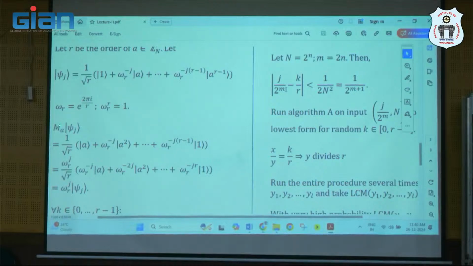So when we multiply by MA, what are we getting? 1 over square root r, A, all of this stuff. Now you can note one thing: we will take omega r to the j out everywhere as a common factor. Then 1 becomes omega r to the minus j, which is 1 over omega r to the j. This becomes minus j, then 2j, 3j, all the way to jr.